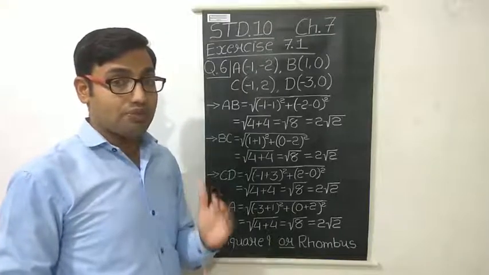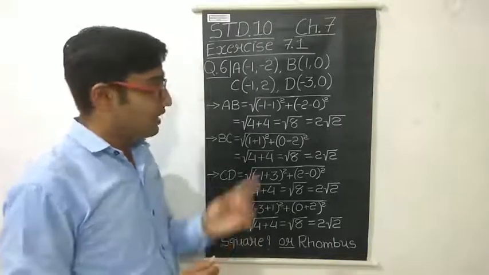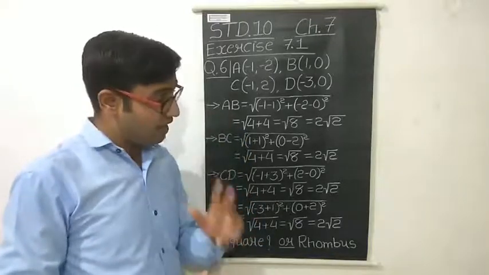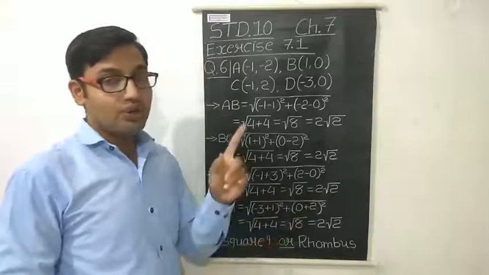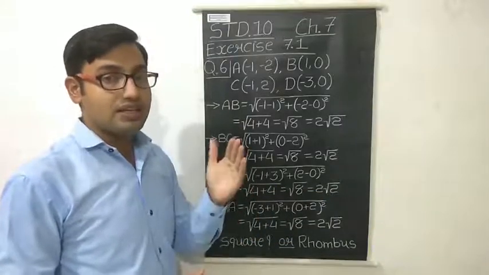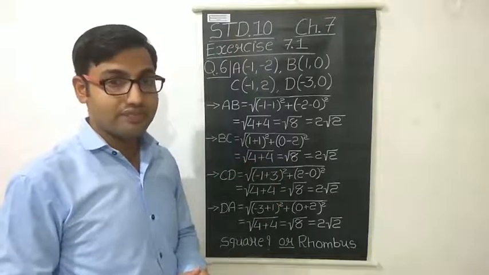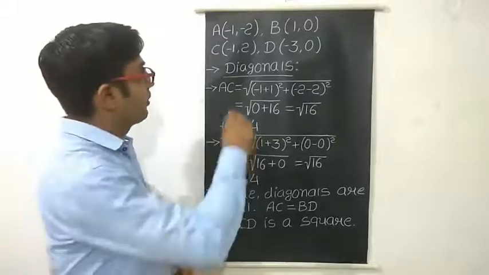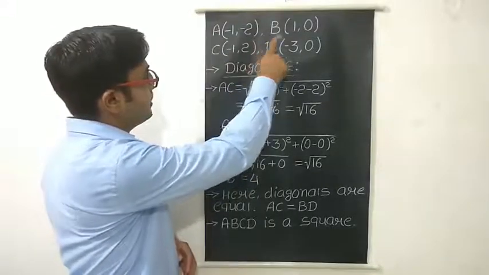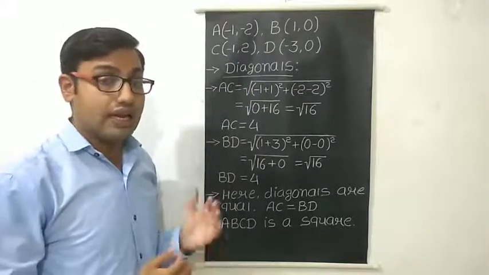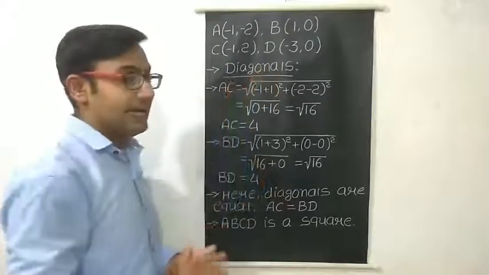If we know the property of the diagonal, then in the square, both the diagonals are of equal length, while in the rhombus, the diagonals are not equal. So now what do we have to find out? The diagonals. Let us again write down all the coordinates. Point A is (-2, -3), B is (1, 0), C is (-1, 2), and D is (-3, 0). Now we have to find out the diagonals.